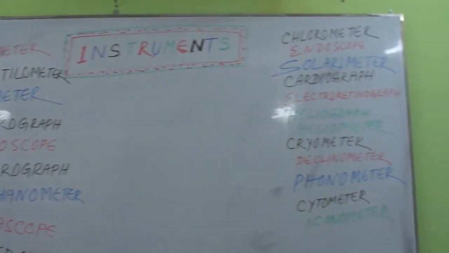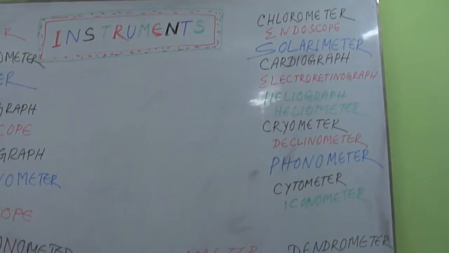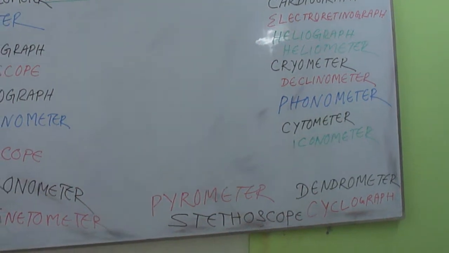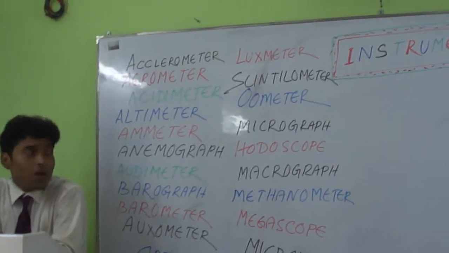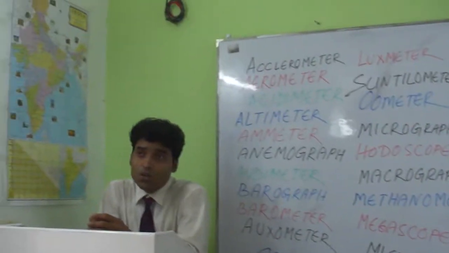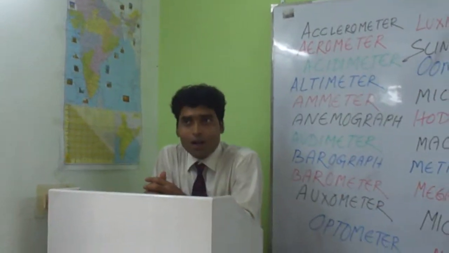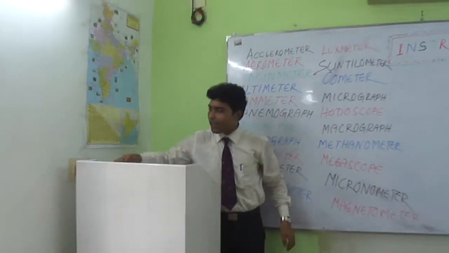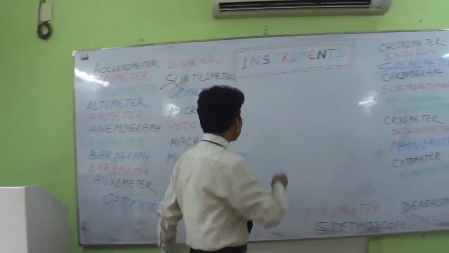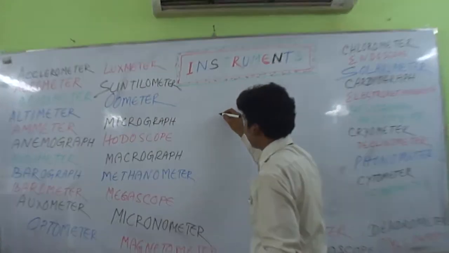And we have to keep in mind that some of these instruments have a Greek root, and some of these words also have origin in Latin words. So let's discuss today those instruments in science. Okay, dear. Just see, first I have to discuss your accelerometer.